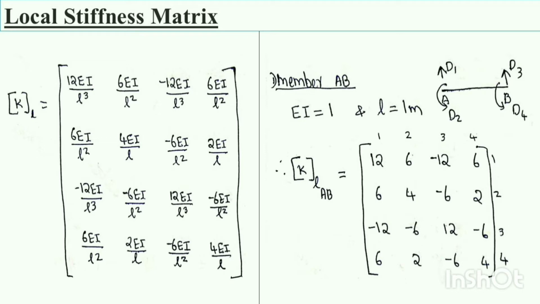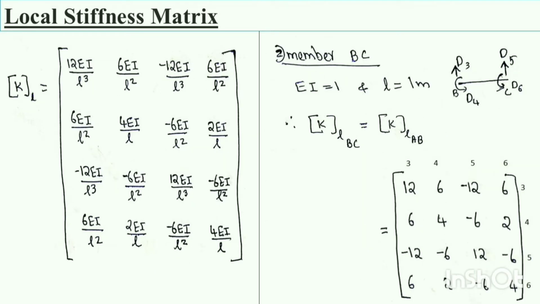Okay. Now let us consider member AB. At A, the displacements be D1 and D2, and at B the displacement be D3 and D4, EI equal to 1 and length L equal to 1 meter. Therefore KLAB, local stiffness matrix of AB, will be equal to, by substituting EI and L in the above matrix, we get 12, 6, minus 12, 6, and so on like this, for displacements 1, 2, 3 and 4. That is, the rows and columns are marked as 1, 2, 3 and 4.